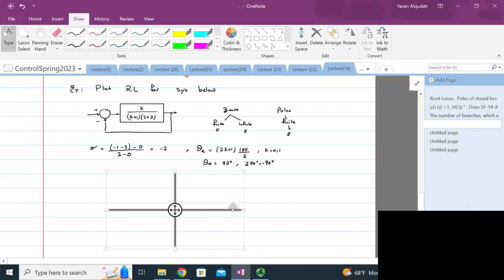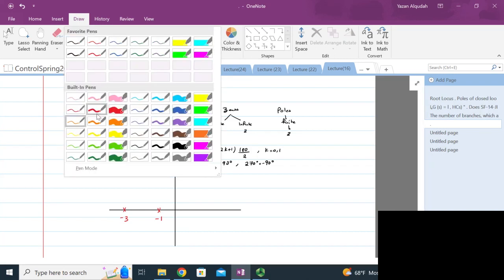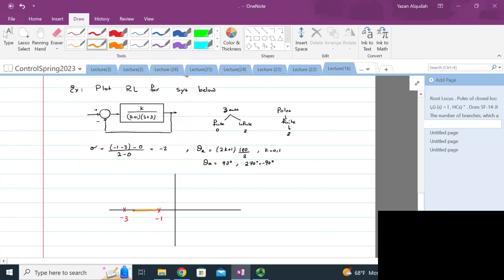Okay, after we plot the axis, we're going to mark the poles and zeros. So in this case, we have a pole at -1, and we have a pole at -3. Which part of the real axis is part of the root locus? Between -1 and -3. Very good. So we know from previous rules this is part of the root locus.